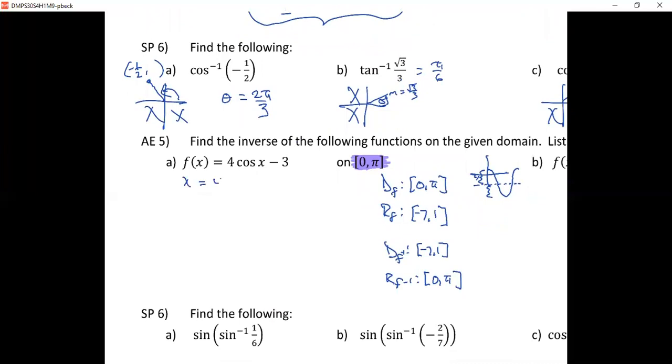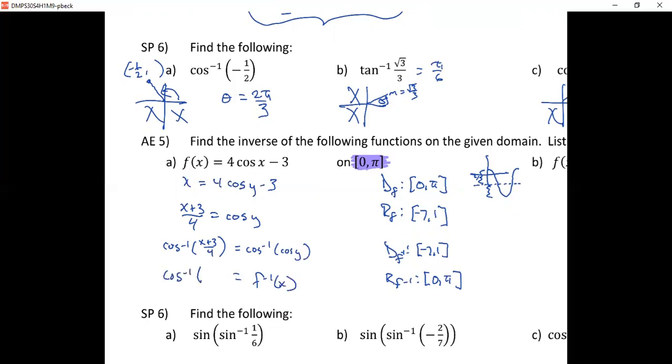So x will equal 4 cosine y minus 3. I'm writing them a little too fast. So we have to add 3 to both sides and then divide by 4. And now we will take the inverse cosine of both sides. So the inverse cosine of x plus 3 over 4 will equal the inverse cosine of the cosine of y. So these undo each other and we get f inverse of x, and this is the inverse cosine of x plus 3 over 4.